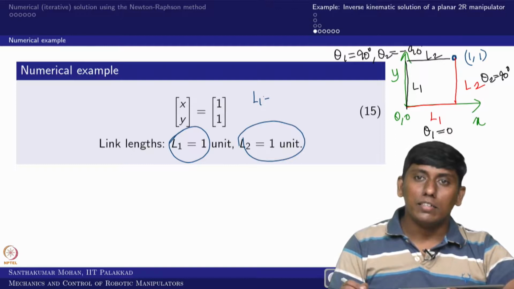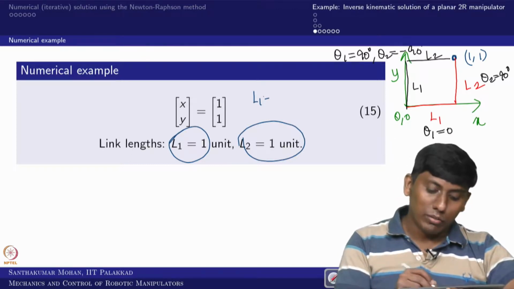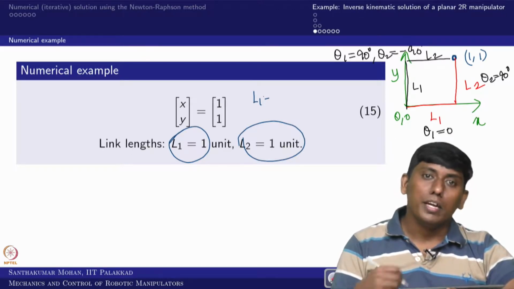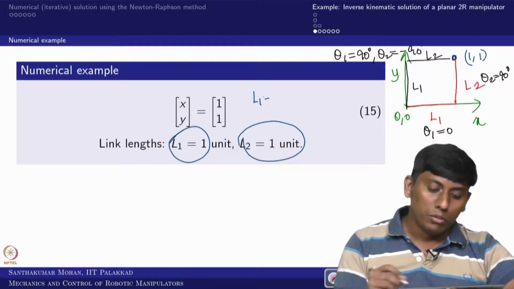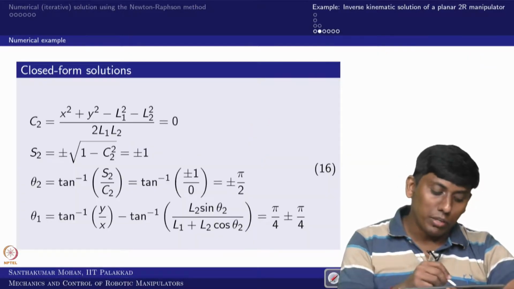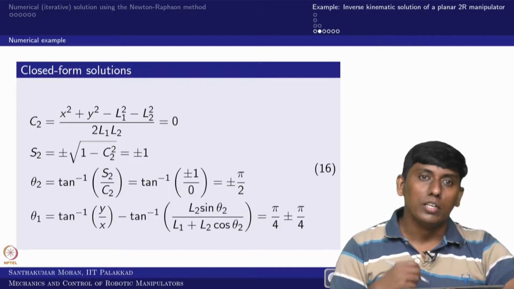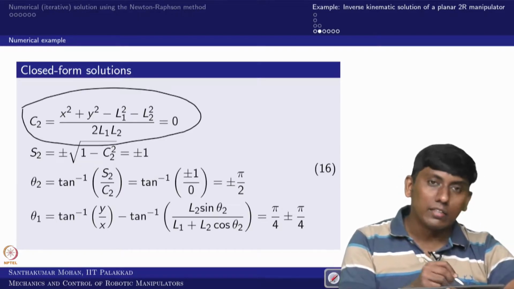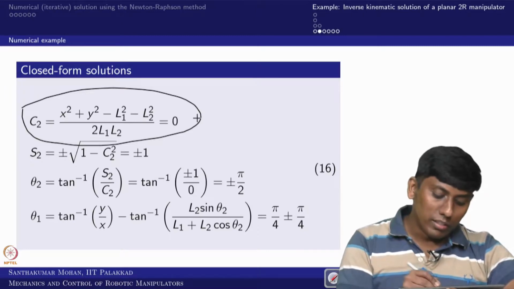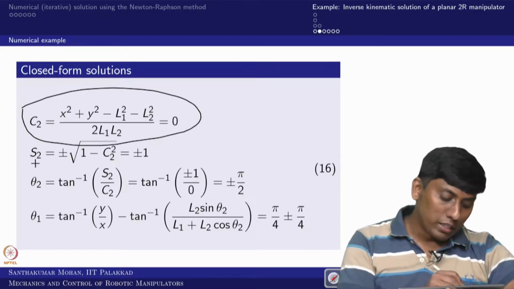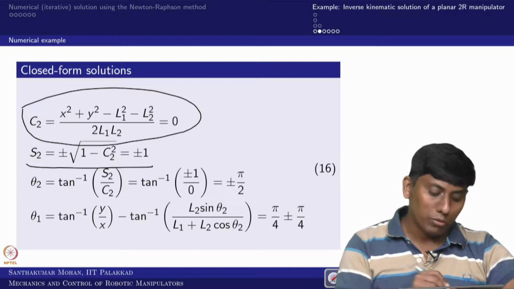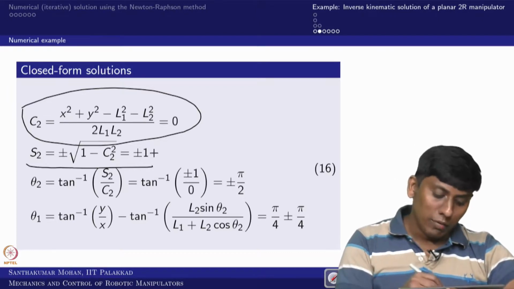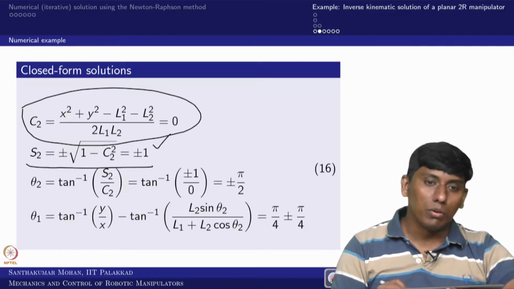So in that sense, can we find the same solution in the numerical example? For that, first we substitute this into the closed form solution which we know. So you substitute L1 and L2 and x and y, all are 1. In the sense this would give 0. So what is S2? S2 is plus or minus square root of 1 minus C2 squared. So that would give plus or minus 1. If you take plus 1, that would give one solution. If you take minus 1, that will give another solution.